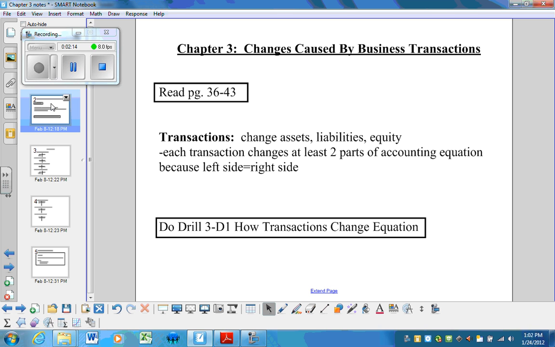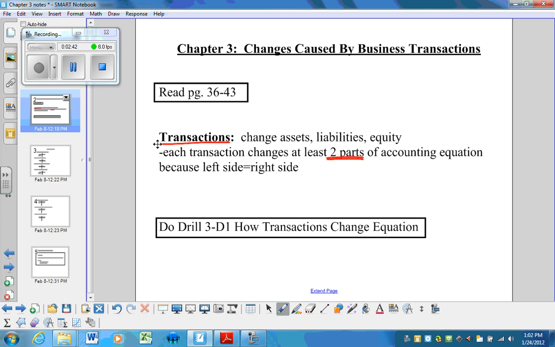So a transaction, they change the asset, the liability, and or the equity. Each transaction changes at least 2 parts of the accounting equation. That's important to know. The reason why you have to change at least 2 parts is because the left side always has to remain equal to the right side. And if you only change one, the other side is not going to be equal.